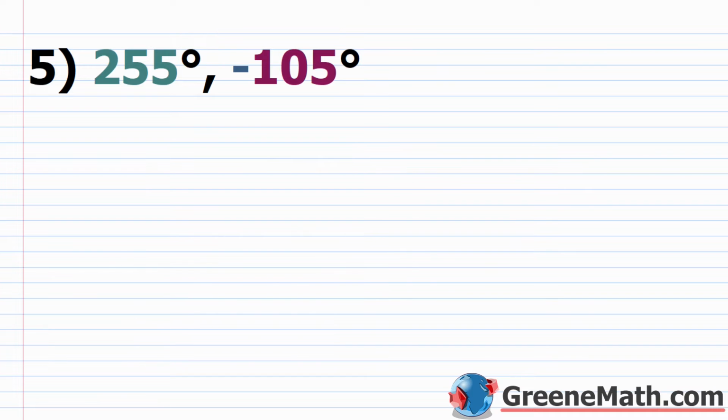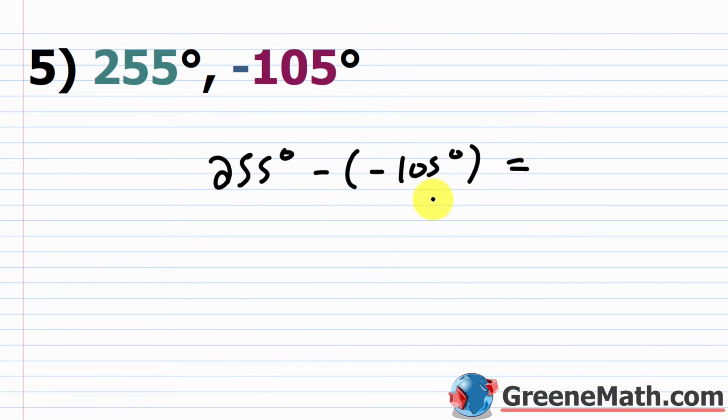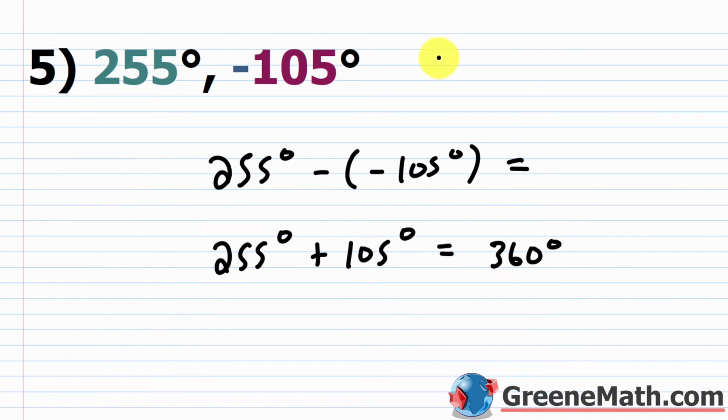Okay, let's look at problem number 5. So we have 255 degrees and then negative 105 degrees. So again, we have another negative angle here. So let's go 255 degrees minus a negative 105 degrees. So again, minus a negative is plus a positive. So you have 255 degrees plus 105 degrees. So that's going to give me 360 degrees. So again, this is a yes. These guys are coterminal angles.